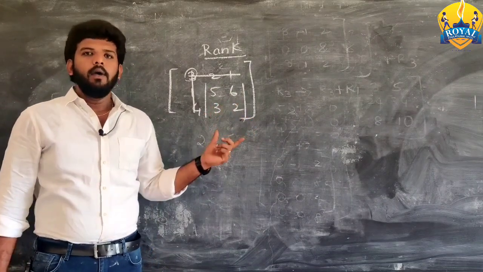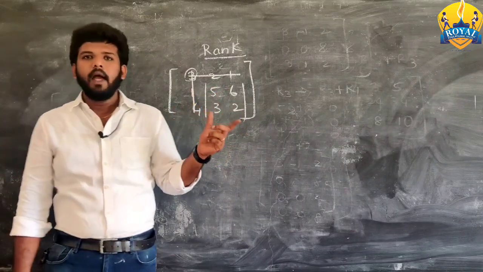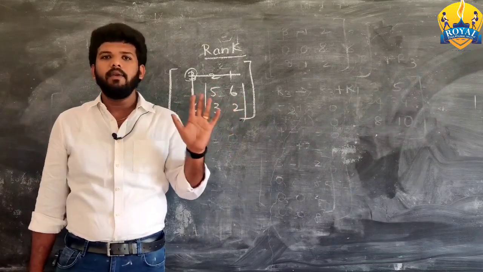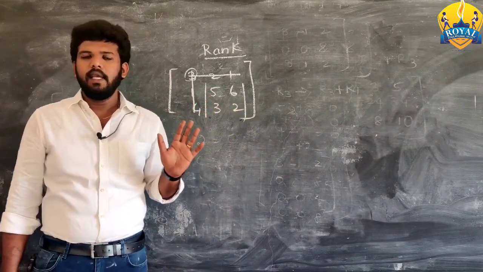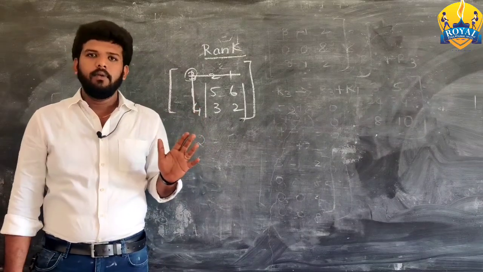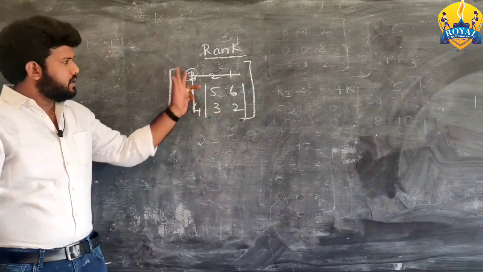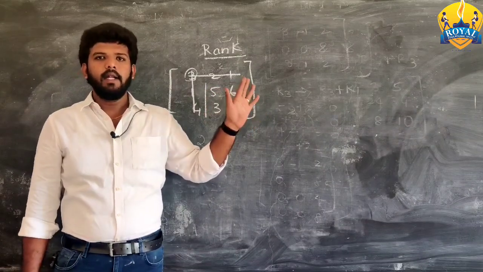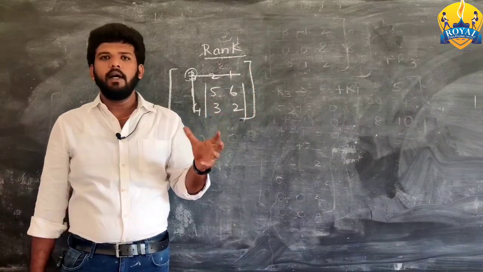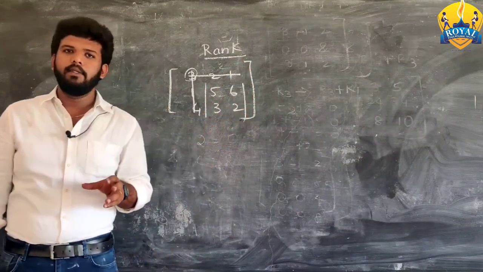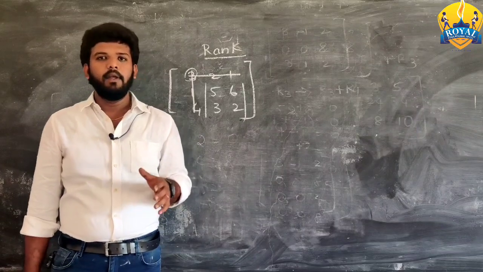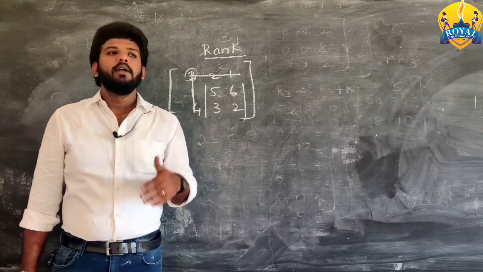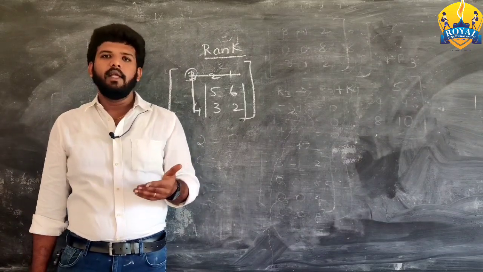Now for finding a rank I am going to take the determinant values. So a matrix la a row and column விட்டுட்டா அதுக்கு கிடைக்கிற matrix தான் submatrix. So cofactor கண்டுபிடிக்கிறது submatrix. Okay, so next we'll see how to find the rank of a matrix.